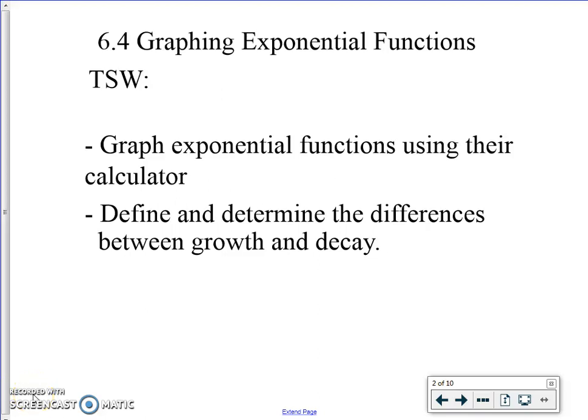Okay, so today's lesson is going to be graphing exponential functions. And our goal today will be graphing exponential functions using the calculator. We're going to find and determine the differences between growth and decay. That's our objectives for today. We're going to go through that. Again, remember, exponential functions grow through the process of repeated multiplication. And it's important to keep that in mind.